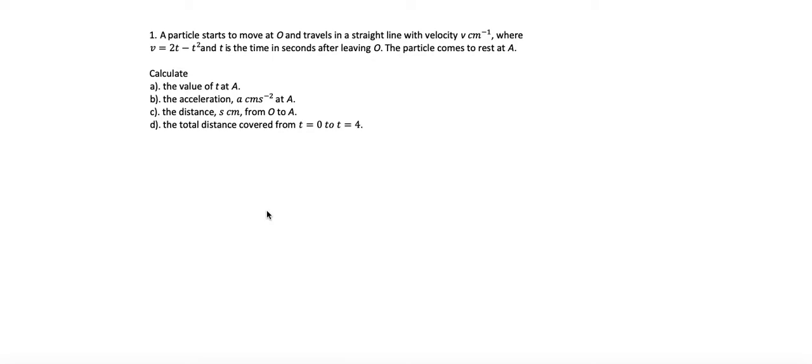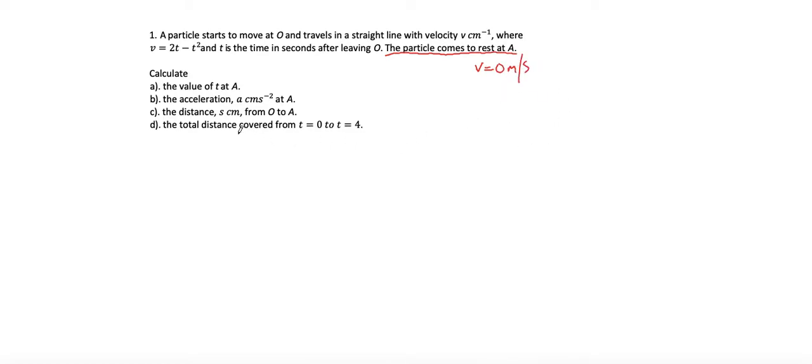A particle starts to move at O and travels in a straight line with a velocity v cm per second, where v is given as v = 2t - t², and t is the time in seconds after leaving O. The particle comes to rest at A. So when a particle comes to rest at A, v = 0, because it comes to rest, so there's no velocity.